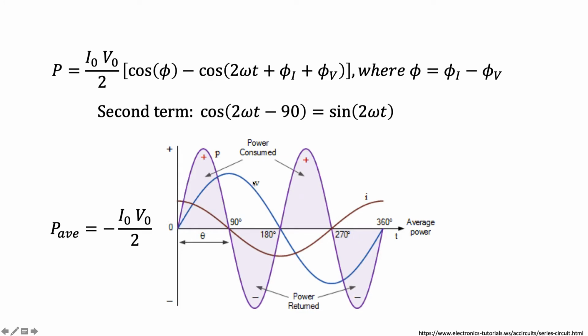In one full cycle, the total power used up is just 0. The magnitude 1/2 I naught V naught is just the average of the absolute value of the power. This is the amount of power that is being exchanged.